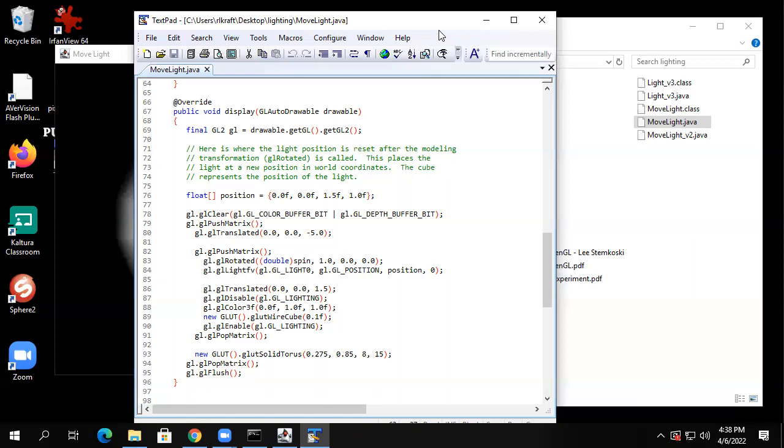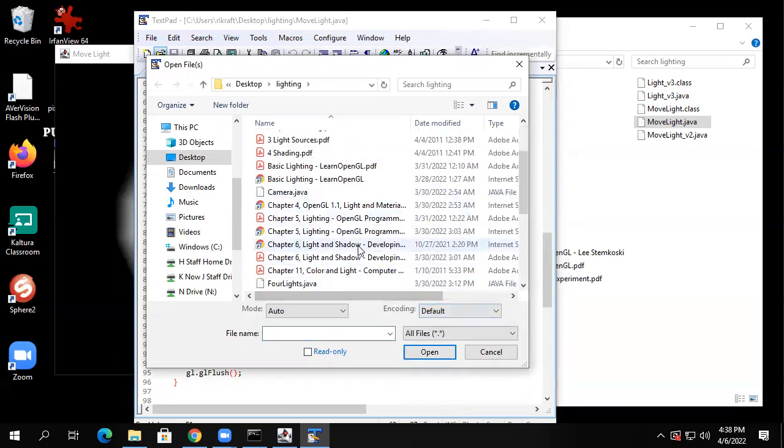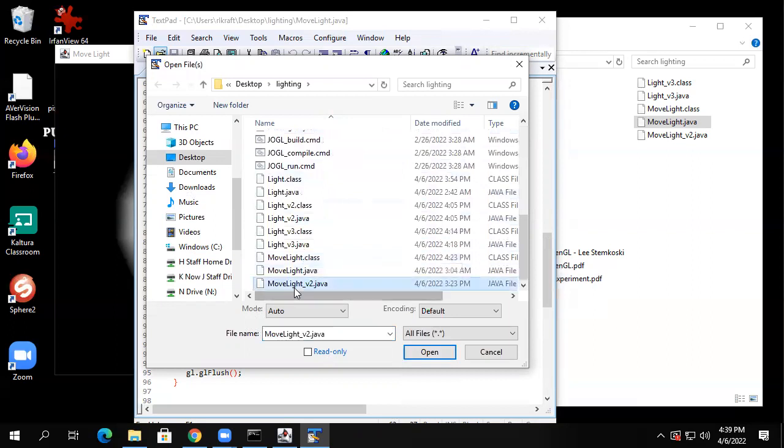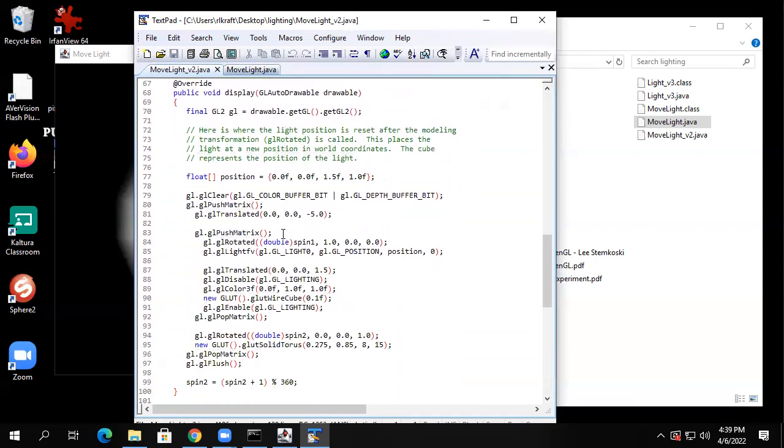Okay. Now, here's the next version of that. It's going to do one little different thing. This isn't in the book. I just thought this would be useful to do.